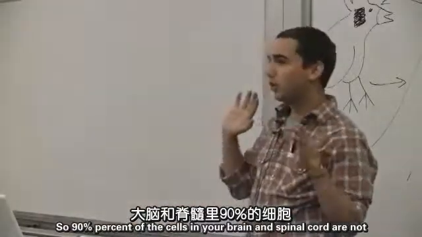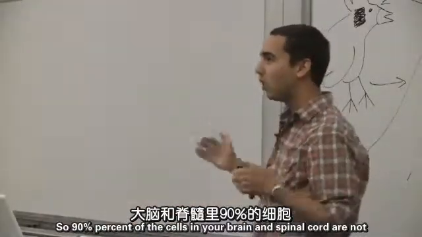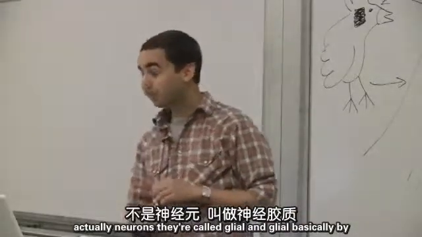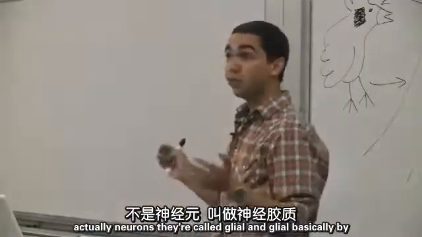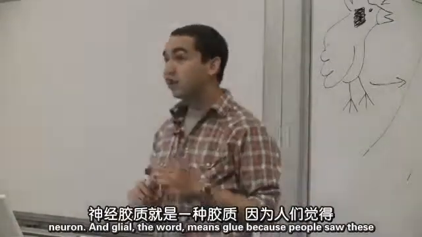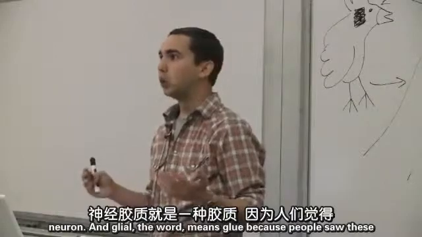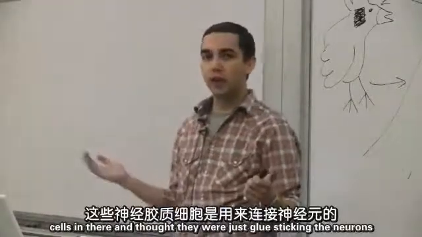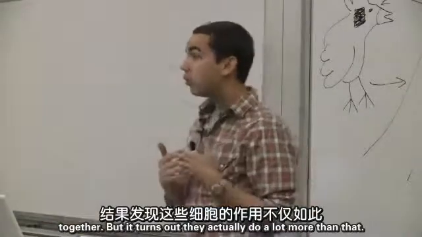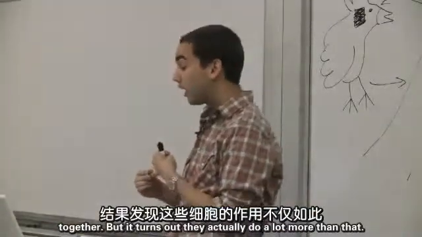So 90% of the cells in your brain and spinal cord are not actually neurons. They're called glia. And glia, basically, by definition, is anything in the brain or spinal cord that is not a neuron. And glia, the word, means glue, because people saw these cells in there and thought they were just glue sticking the neurons together. But it turns out they actually do a lot more than that.